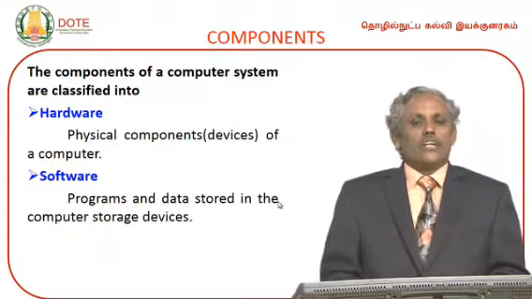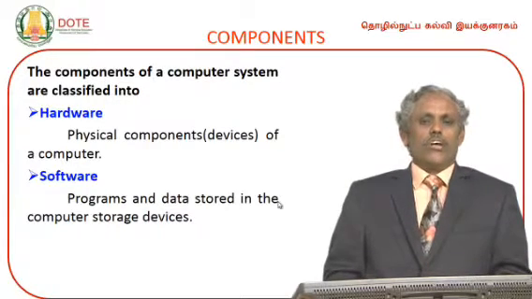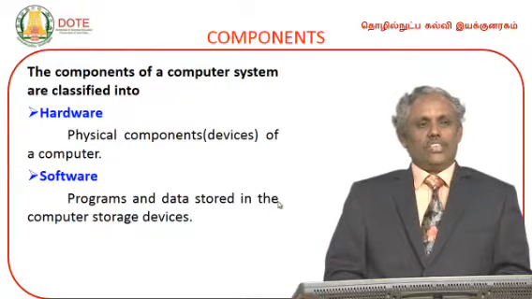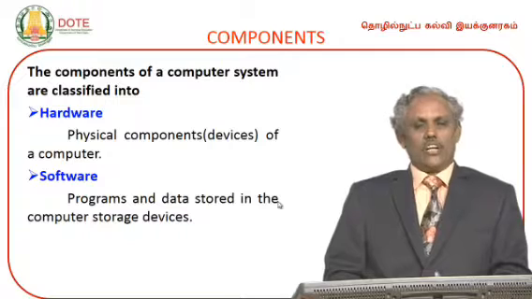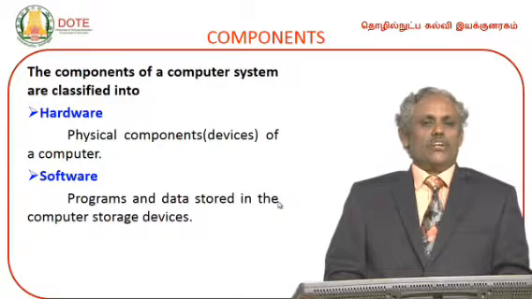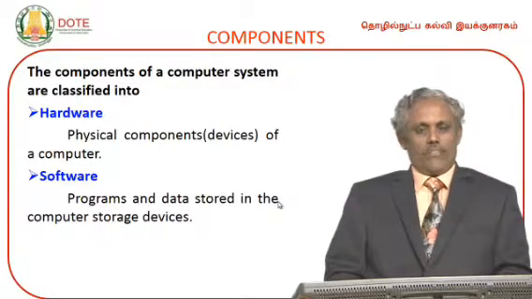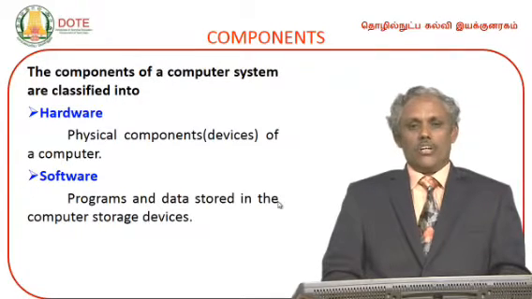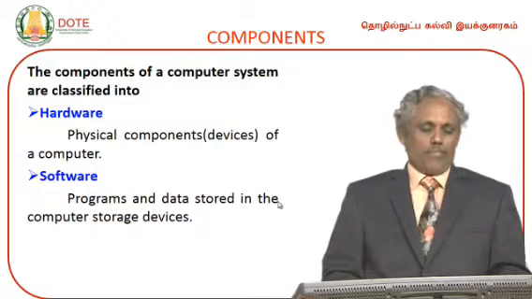Right. Now, we will see what are the components of this computer system. In the entire system, we have different types of elements or components. The computer has physical components, we call them devices, electronic devices or keyboard, mouse, like this. So, these physical components are called hardware, and there is another part called software. The programs and data stored in the computer storage devices are called software. Both data and programs are called software. They are kept in the memory.